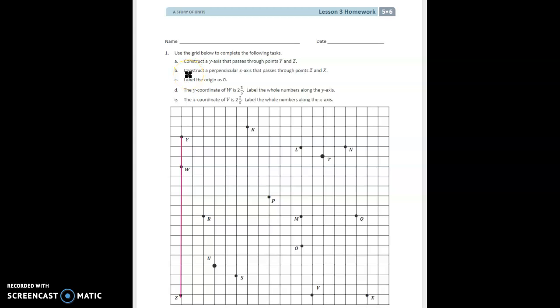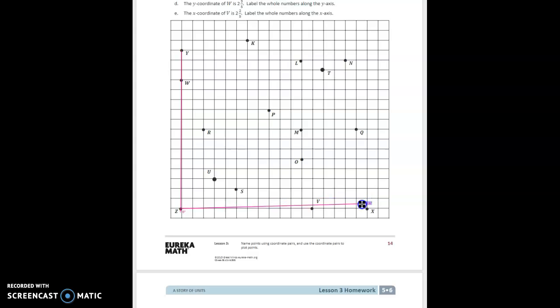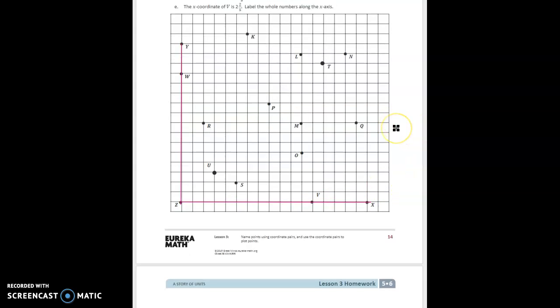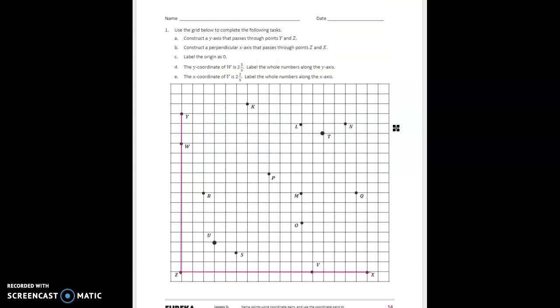Part B says, construct a perpendicular. Perpendicular, remember, meant a 90-degree angle. We're going to go the opposite way for the x-axis that passes through points Z and X. So here's Z, here's X. That means that I'm going to take my line and connect it to X. There we go. Now we've got parts A and B done. We've done our x- and y-axis.